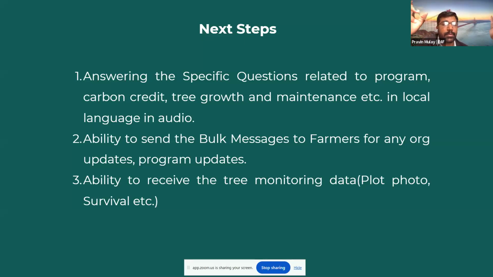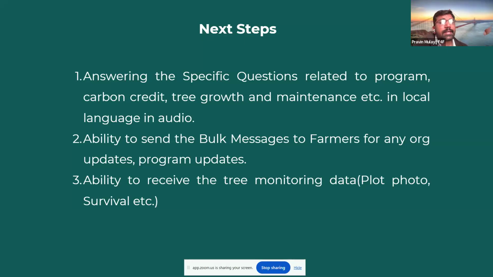So this is the one thing that we are planning to add in the next phase, and this will again be in the local language and audio supporting, so they can ask questions in the local language with audio, and the chatbot can answer that. The second use case is that we want to add the functionality of sending bulk messages for any updates or nudges that we can do, and some program updates. So this will increase the engagement of the farmers. It will also be helpful for the farmer as well.